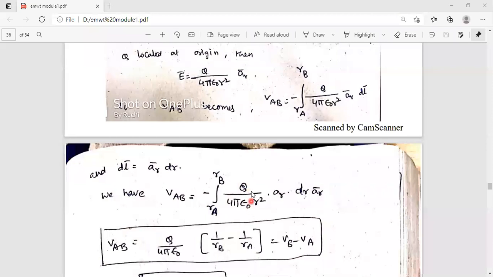So q by 4 pi epsilon naught, you bring it outside the integral. You will be left with integral RA to RB of 1 by r square dr, where this is A, RA, and this is B. So you know what is the integral of 1 by r square? R power minus 2 plus 1 by minus 2 plus 1, that is minus 1 by r. So minus 1 by r from A to B.